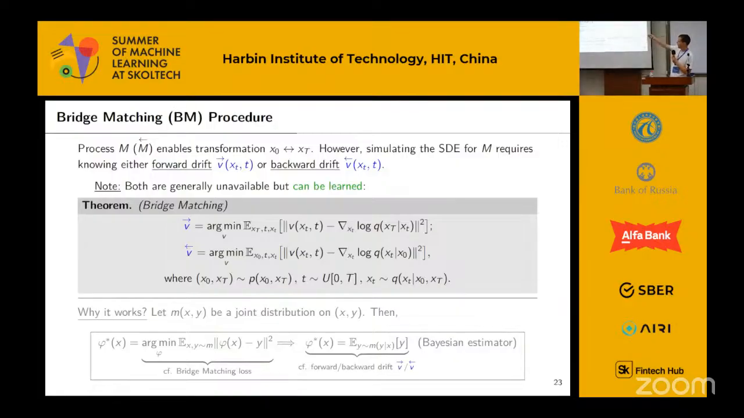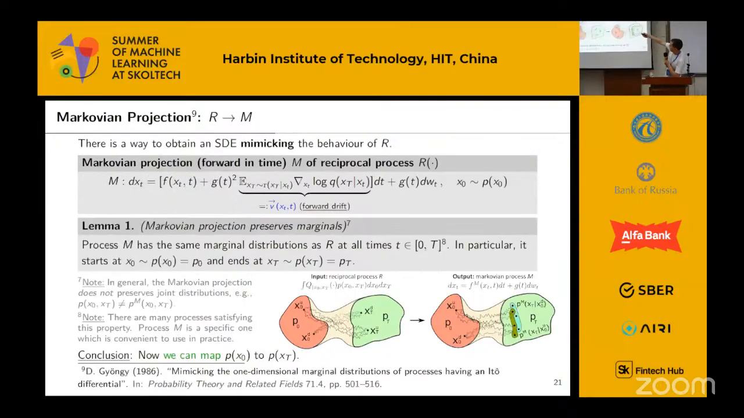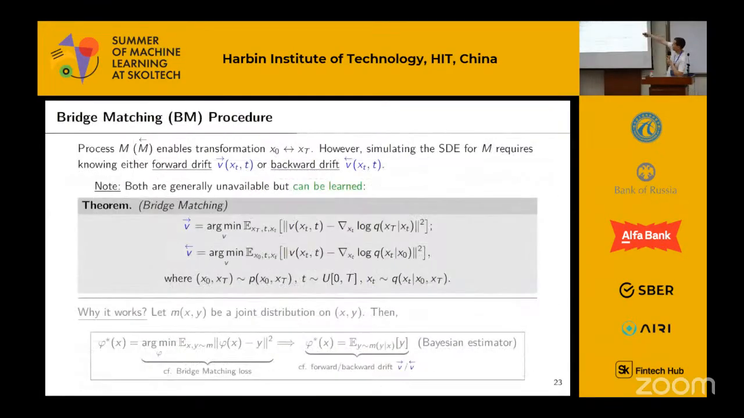It can be expressed in the following form. For example, let's take a look at the loss of the forward Markovian projection. Basically, in the forward Markovian projection, we need to recover this unknown forward drift, which is intractable because we cannot sample from endpoints given intermediate points. But this drift can be recovered as a solution to the following optimization problem.